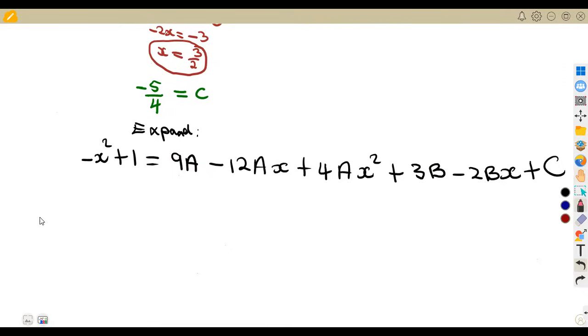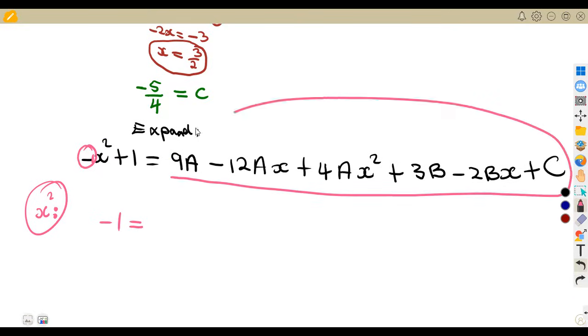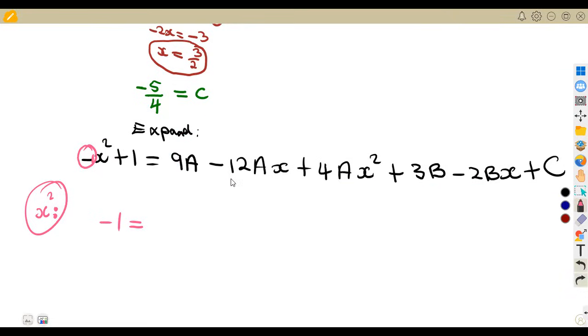Equating the coefficients of x squared means that on the left-hand side, where there's x squared, the coefficient there is what? Negative 1. It's minus x squared. So the number affecting x squared there is minus 1. That is the coefficient. So minus 1 must be equal to the coefficient of x squared on the right-hand side, provided that it's there. If it's not there, we do not force, we move on to another one.